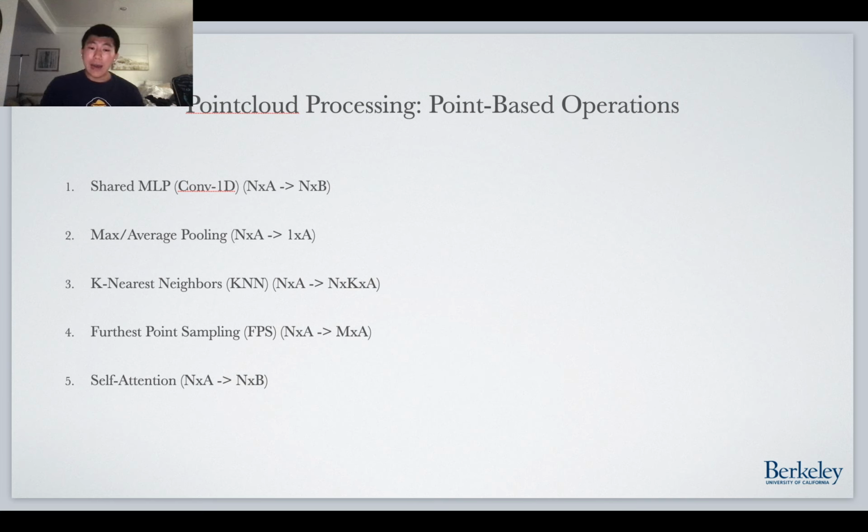This is oftentimes how networks incorporate information from a region into a single point. Third, k nearest neighbors. This is not a learned function, but a necessary component of many of the learned functions. It simply refers to computing the k nearest points to each point. Fourth, furthest point sampling. This is also not a learned function, but is often used to downsample a point cloud.